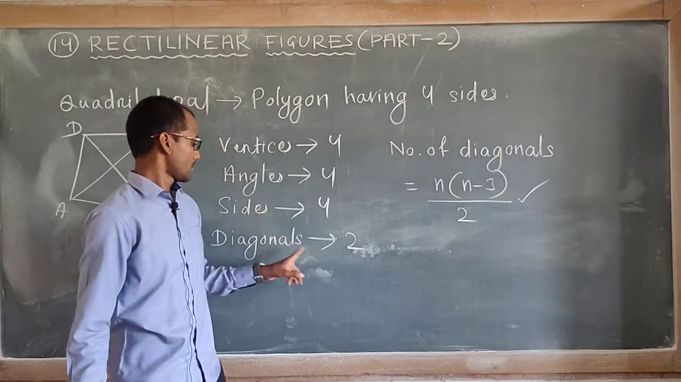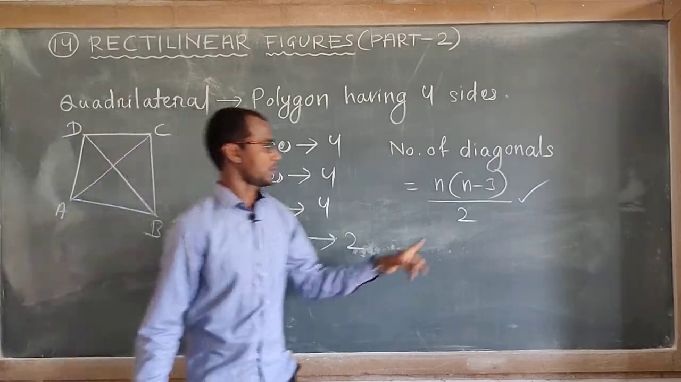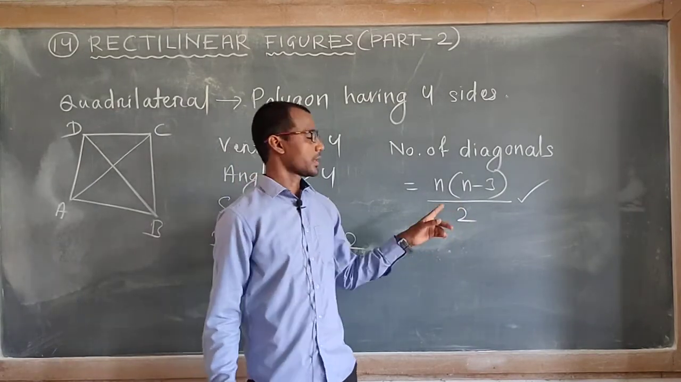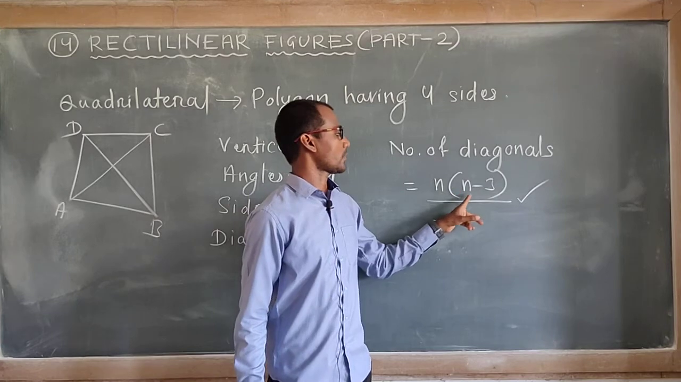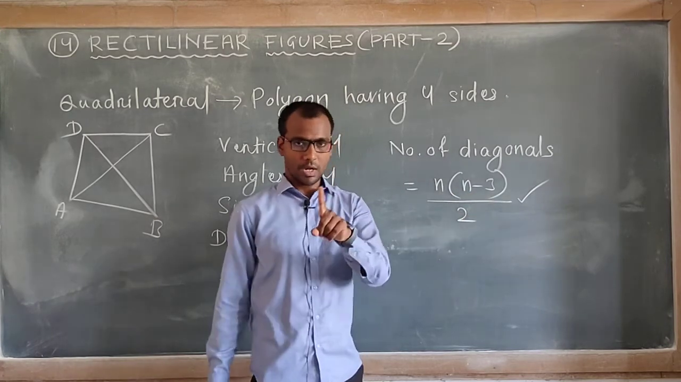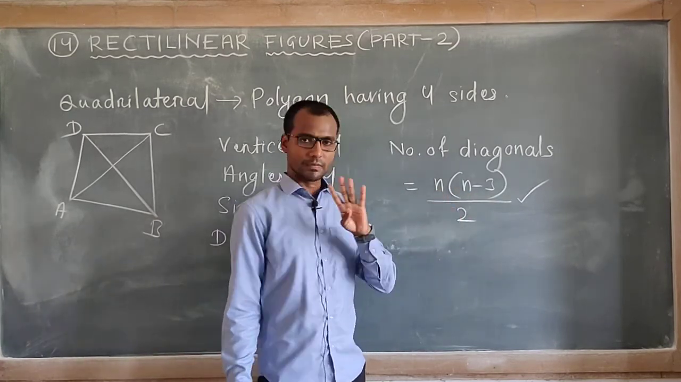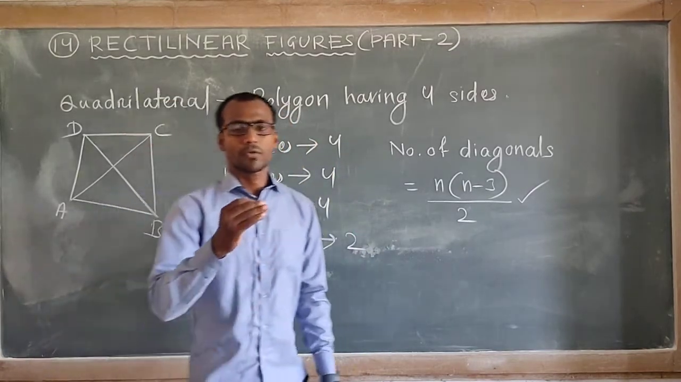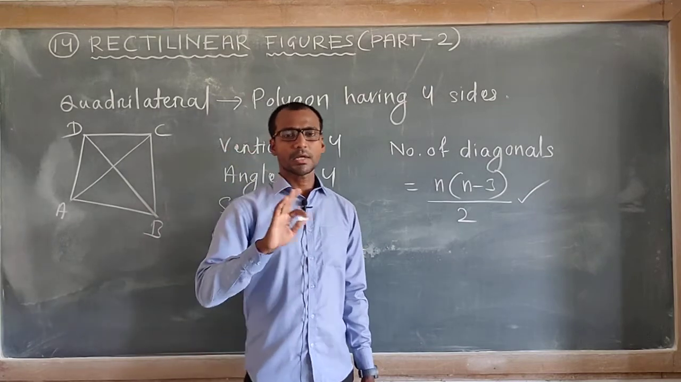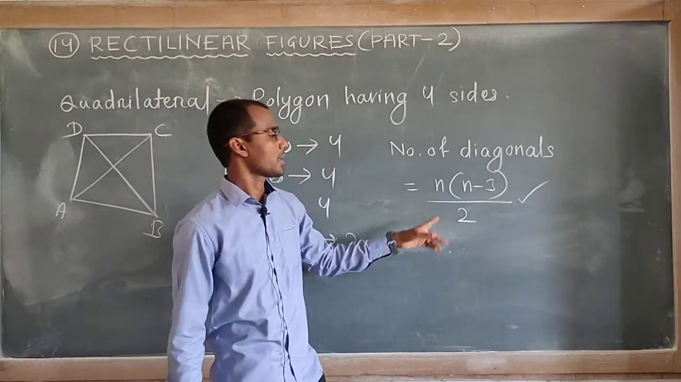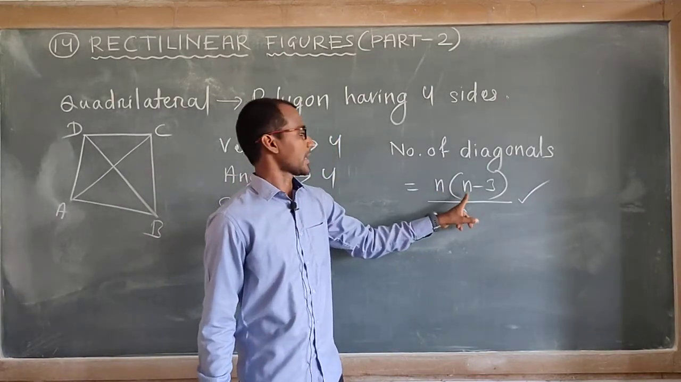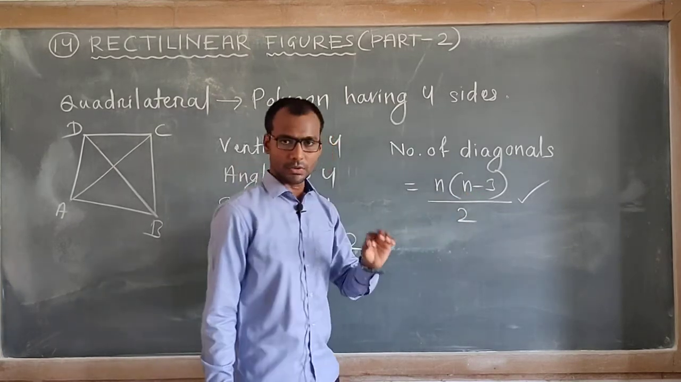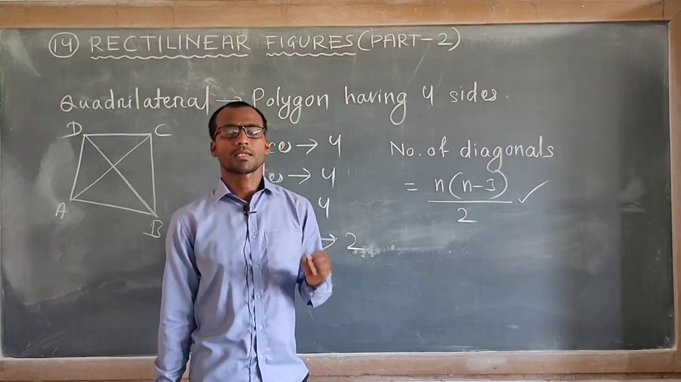4 sides, then 2 diagonals. Let us check whether this formula will give us the number of diagonals. N is 4 here, so 4 into 4 minus 3. What is 4 minus 3? 1. So 4 into 1 is 4, 4 by 2 is 2. So the number of diagonals is 2. Now for a triangle, there are no diagonals. Let us check using this formula. N is 3. 3 minus 3 is 0, 3 into 0 is 0, 0 by 2 is 0. So the number of diagonals is 0.